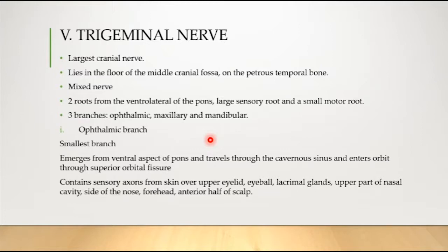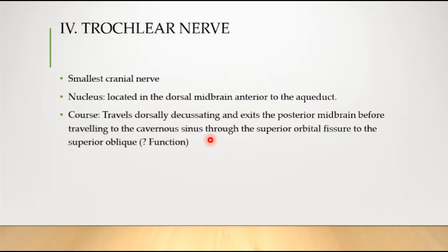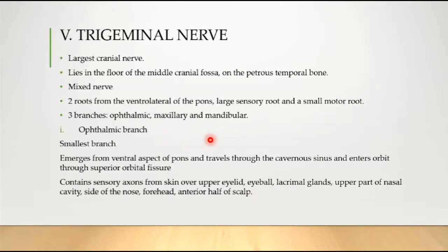So we'll go to the trigeminal nerve. It's the largest cranial nerve, the only nerve that emerges from the dorsal of the brainstem and it has a long course. That's why it's very easily traumatized. So the trigeminal is the largest cranial nerve and it lies in the floor of the middle cranial fossa on the petrous temporal bone, and it is a mixed nerve that has both motor and sensory function, a large sensory one and a small motor root.